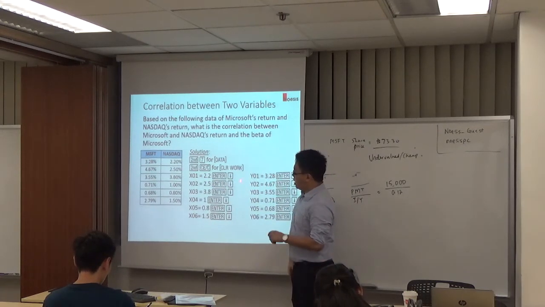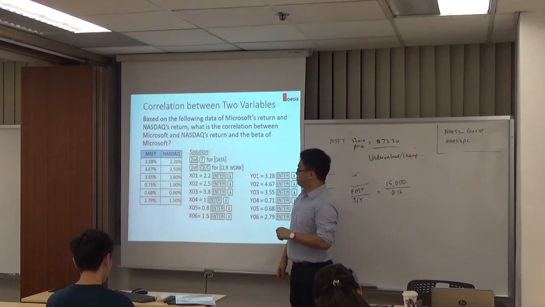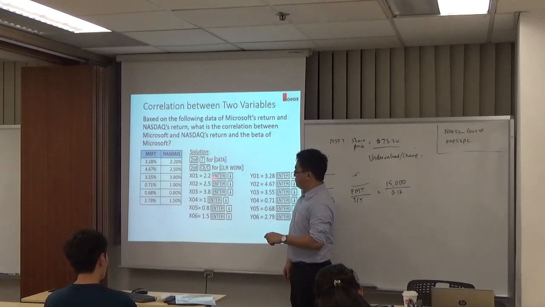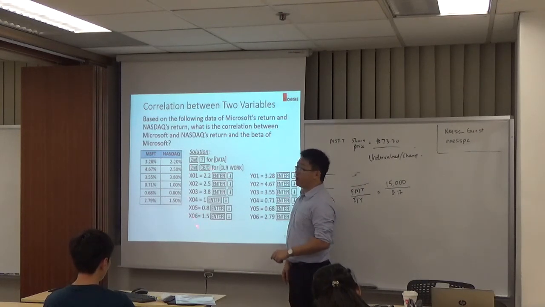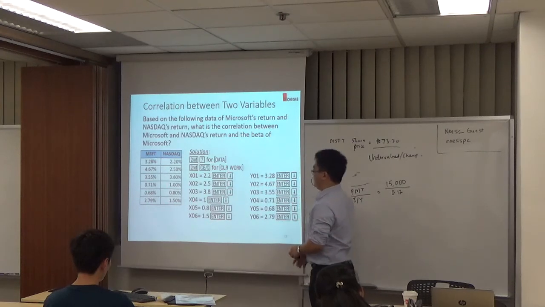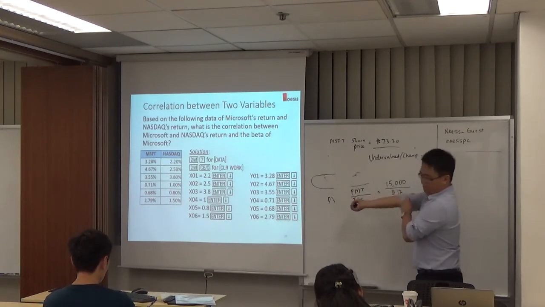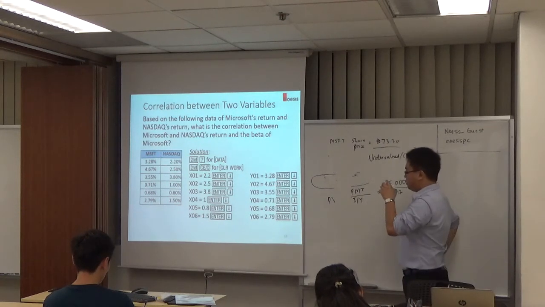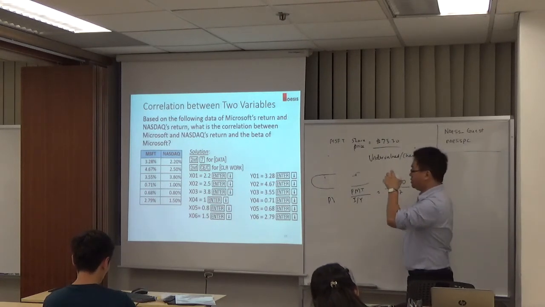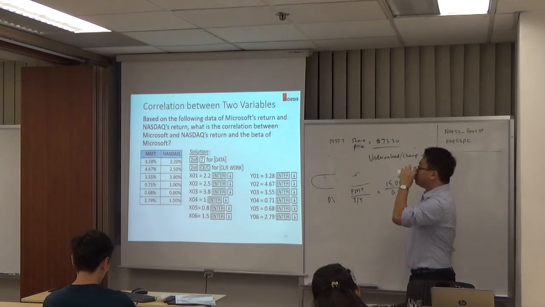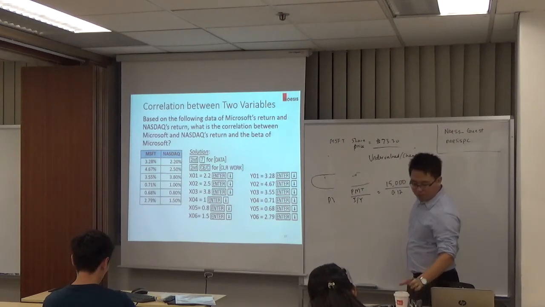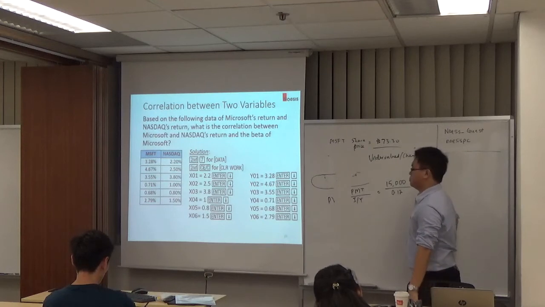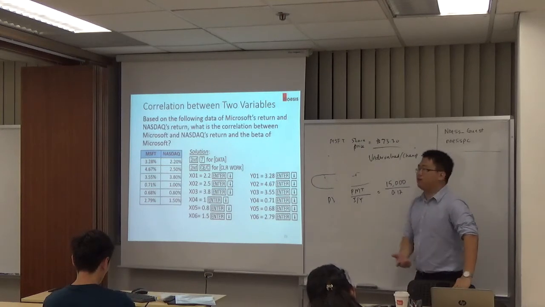The reason why I put it this way is I'm assuming that Y is dependent on X. That means Microsoft's return is dependent or related to the stock market return. So you can enter this first, give me some time. Of course, in Excel, this is easier. So if you know these functions, it saves you a lot of time.